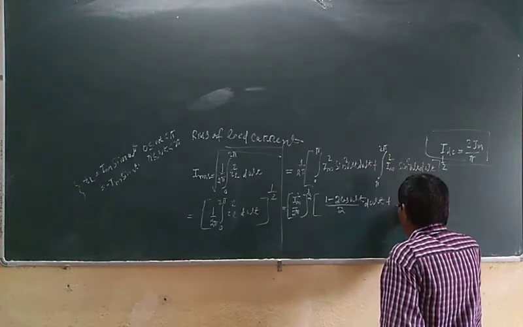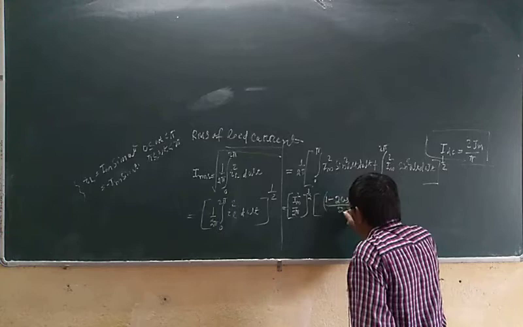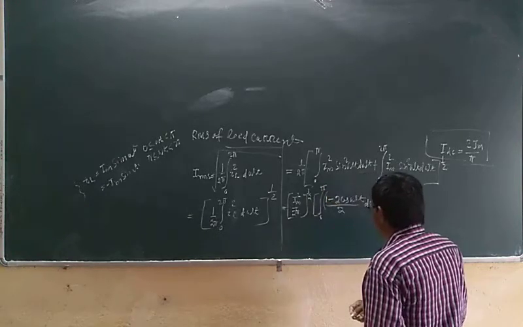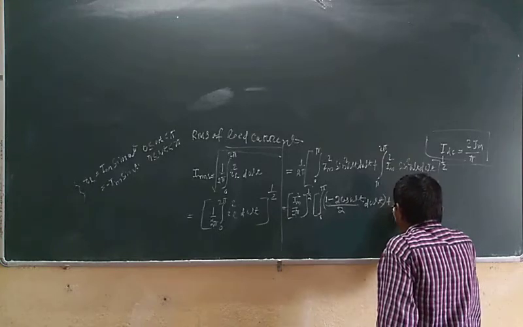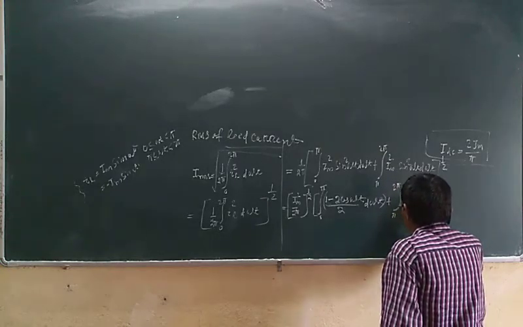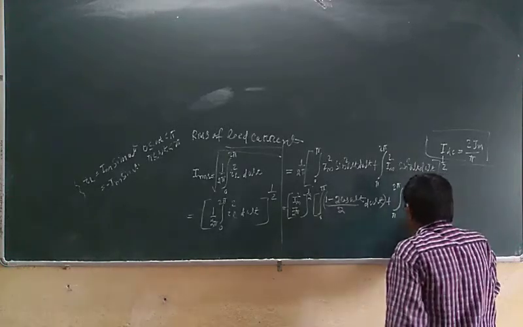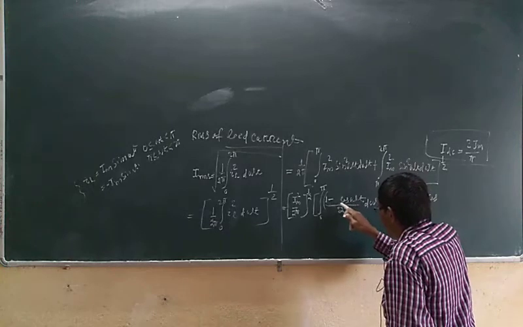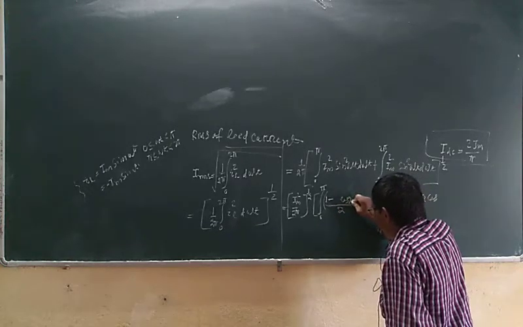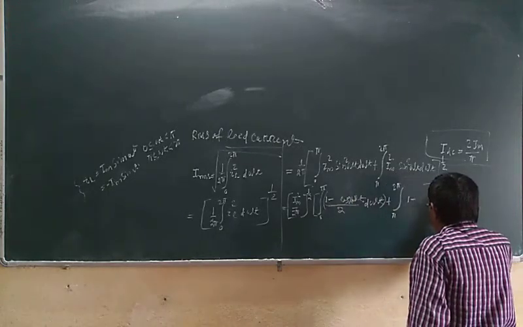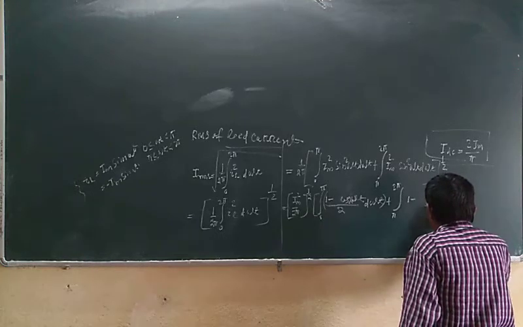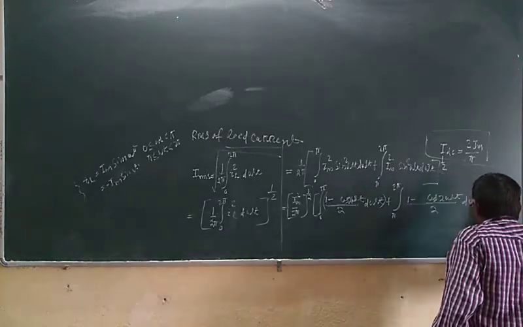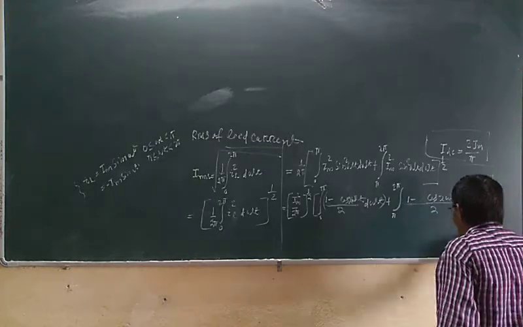Plus, now this is the integration 0 to pi, again pi to 2 pi, sin square omega t is 1 minus cos 2 omega t by 2 d omega t. Then that is the under root.